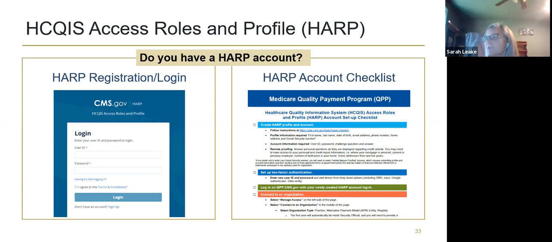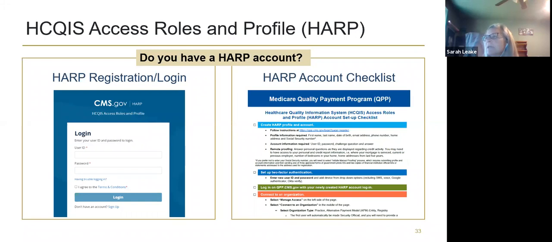HARP provides users with a user ID and a password that can be used to sign into your CMS applications. And in this one specifically, we use it so you can get into the Quality Payment Program report and the site so that you can report for Promoting Interoperability. This is a help sheet that will be sent out, and it is a check sheet for you if you do not have a HARP account. You can follow through with this and sign up for that HARP account.